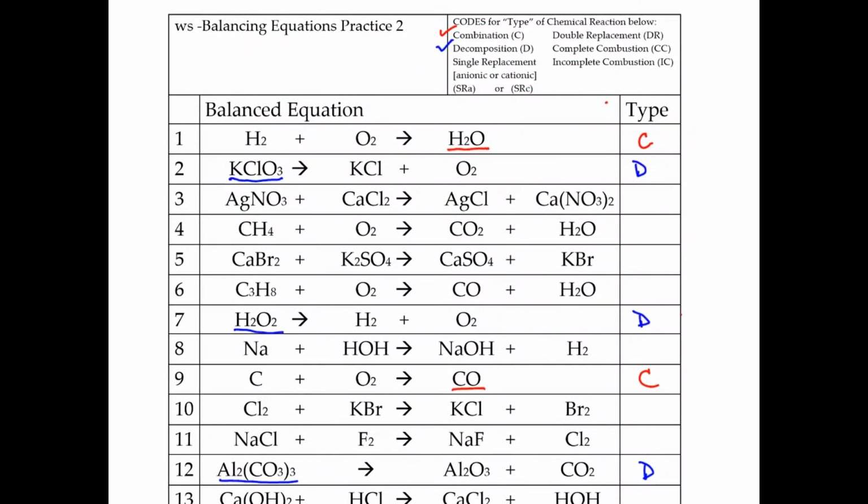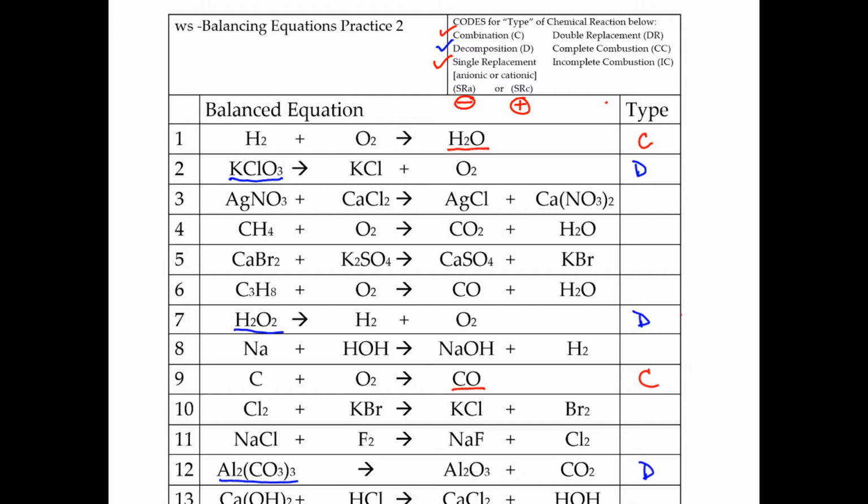Now we're going to look for single replacement. Single replacement is going to be where one element kicks out another, and it can either be anionic, which is a negative kicking out a negative, or cationic with a positive kicking out a positive. So you're going to look for an element by itself and a plus minus.